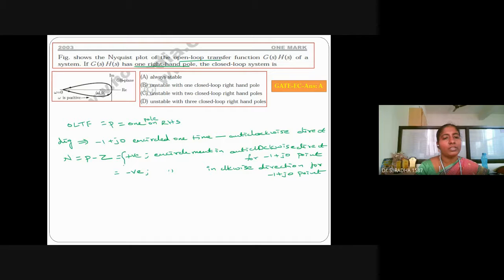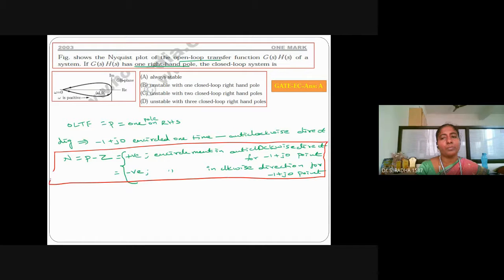You have to remember this formula, it is very, very important. This capital N is the only single formula in the Nyquist plot. The N formula is P minus Z. If the N value comes as positive, encirclement is anti-clockwise. If the N value comes as negative, encirclement is in the clockwise direction.